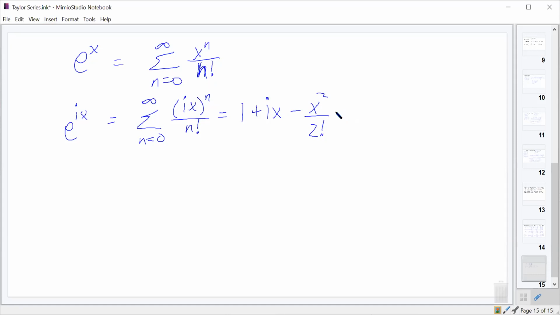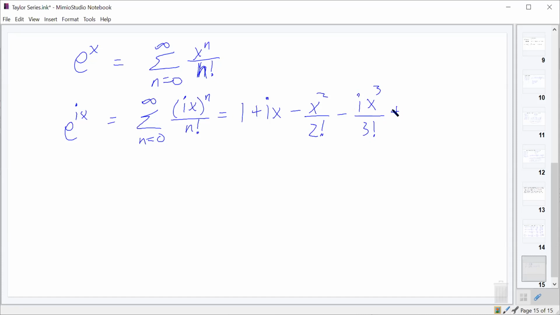It's i squared times i, right? i squared is -1, so that's going to give us another minus. And then it's going to be minus i x cubed over 3 factorial. Do y'all agree with that? What about the next term?